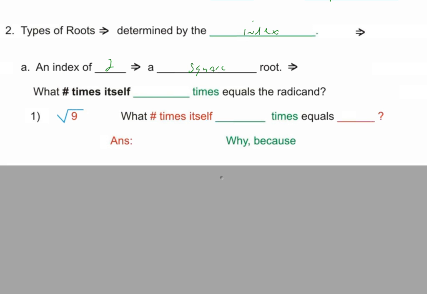I'm not going to spend a lot of time here because this was pre-algebra, but if I need to, I will, so ask questions. When you see a square root, your brain should say to itself: what number times itself 2 times equals the radicand? That's what a square root is. So when you look at the square root of 9, we all know the answer is 3. But why? Because the question is, what number times itself 2 times equals 9?